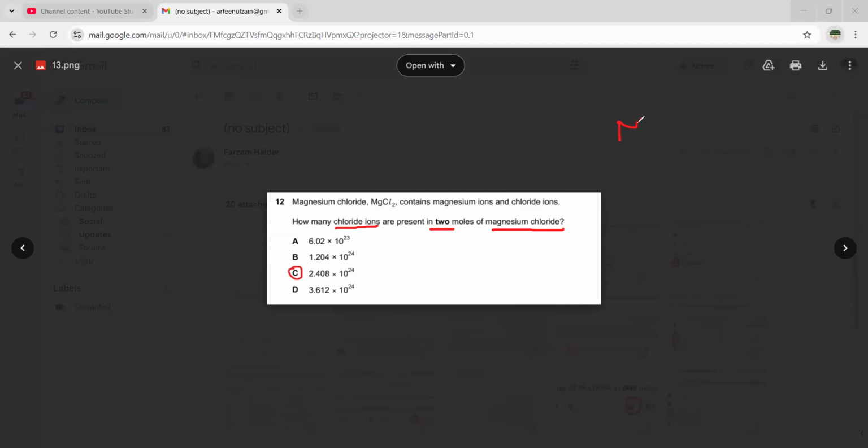When you see magnesium chloride, it contains 1 magnesium ion and 2 chloride ions. So what is the ratio between magnesium chloride and the chloride ion? It's 1:2. In the question, we have 2 moles. So 2 moles contain how many chloride ions? X. Cross multiply.